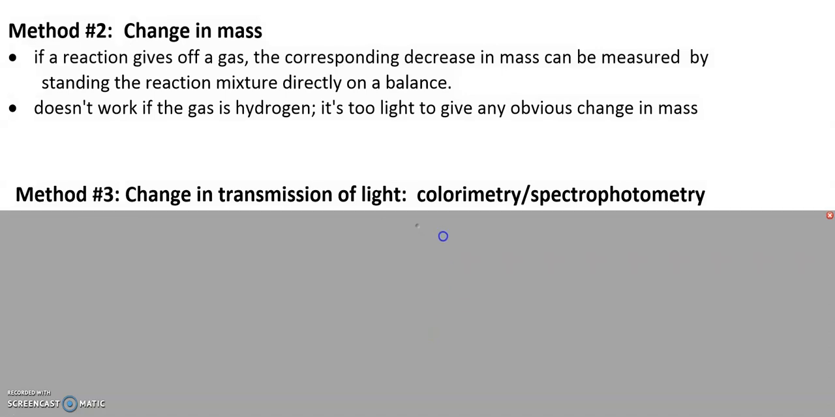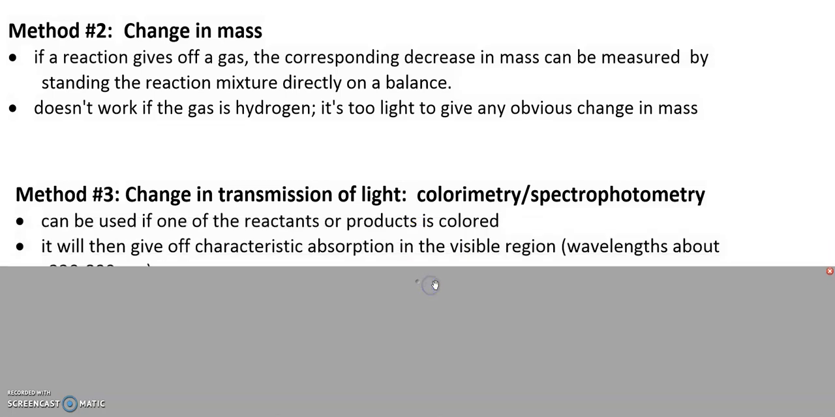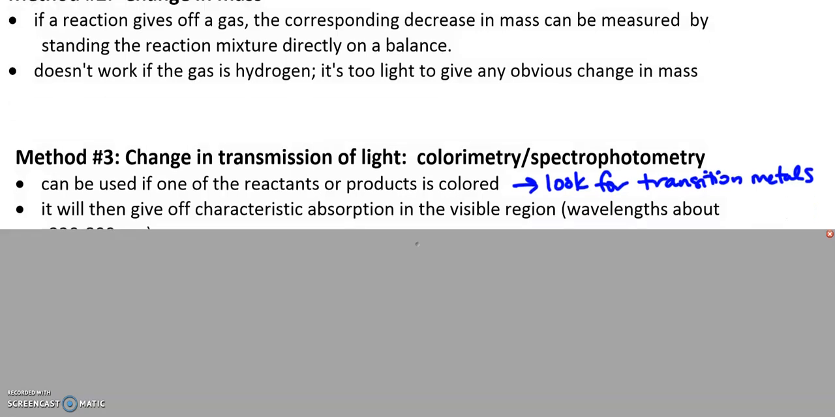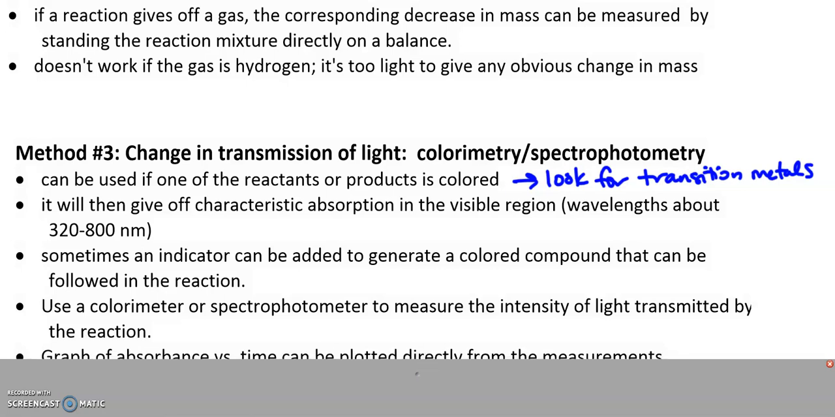A third method would be to look for a change in transmission of light. So this is called colorimetry or spectrophotometry. What we're looking for here is, do we have reactants or products that are colored? Do we have a color change? And what you're going to notice is, this will be when you have transition metals. So you're going to look for transition metals in your reaction. Typically they're either going to be alone on one side and a compound on the other side, or you're going to see them with a change in charge. So you'll see there's different absorptions because there's different wavelengths of light as the color changes. Sometimes an indicator is added.